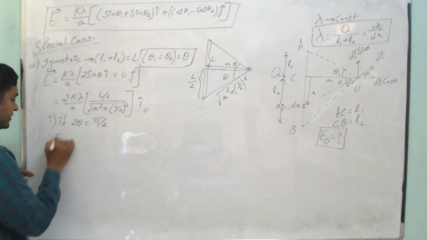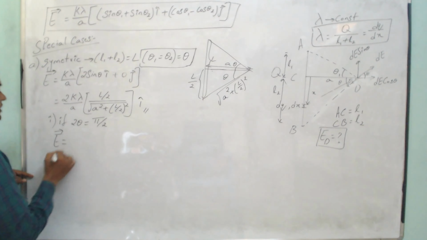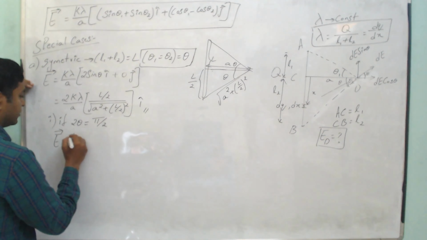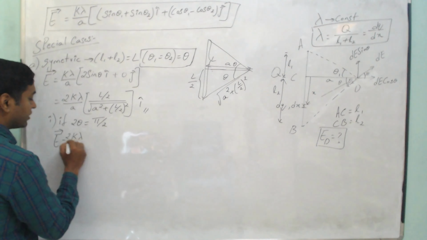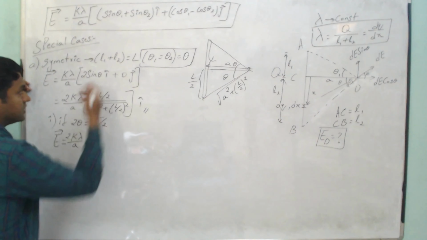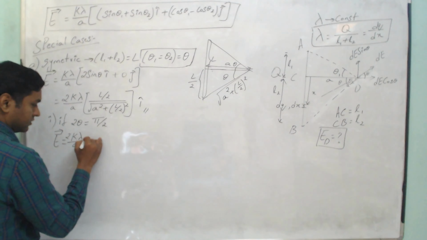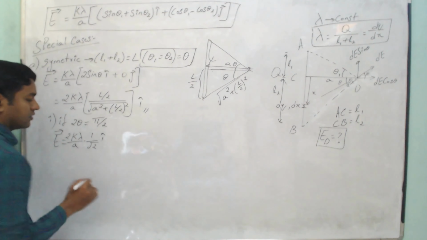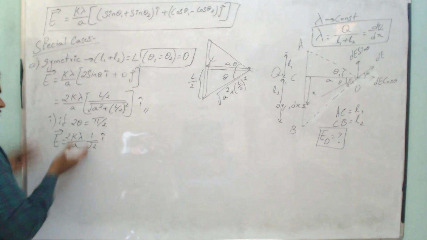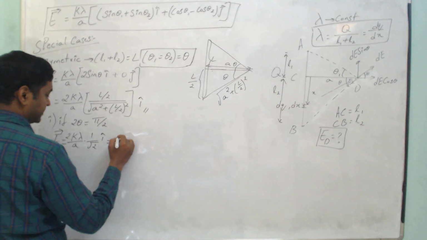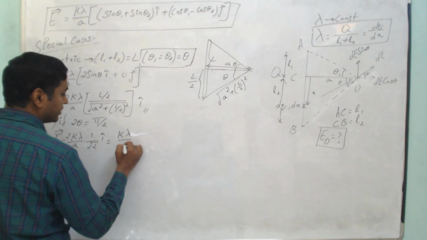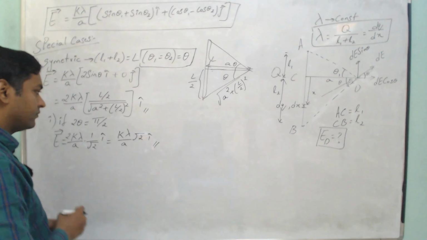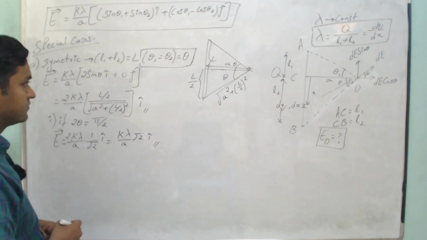So my electric field E bar I can write in this subcase. From here I will take it down. So 2k lambda by A sin theta, 1 by root 2, that is 2. So basically you can do k lambda by A root 2 I cap. Right? Next.